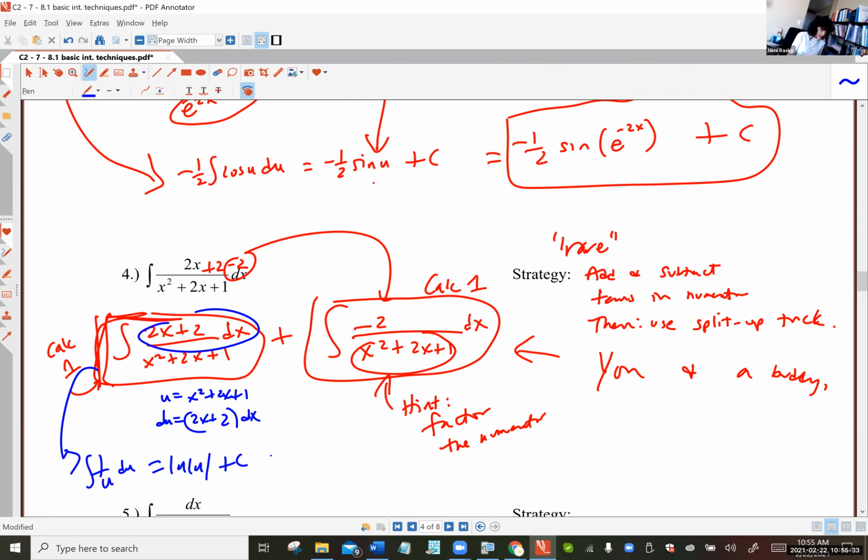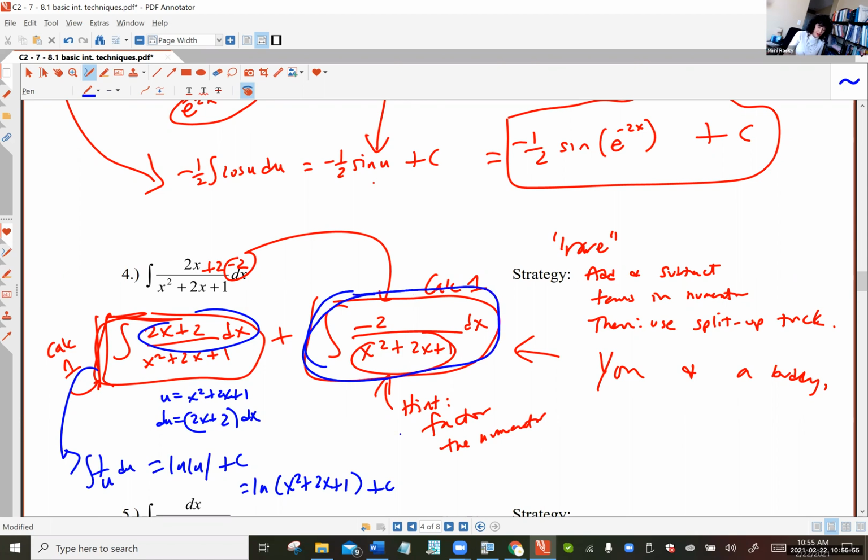And then you can get ln. And I claim that you don't have to put absolute value because it turns out that x squared plus 2x plus 1 is always going to be positive. You're guaranteed. I'll put plus c for now, but we're going to have another c. Now, how about this second guy?